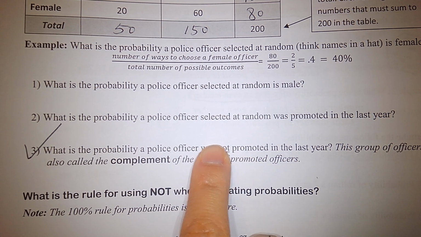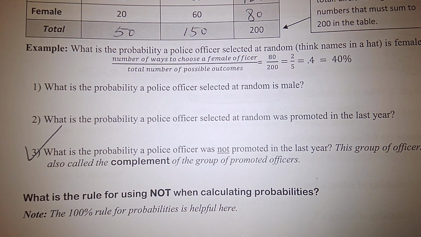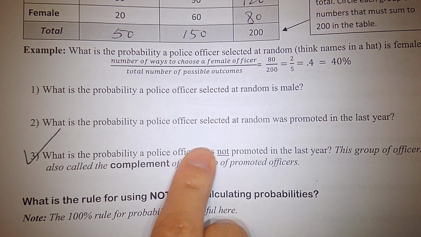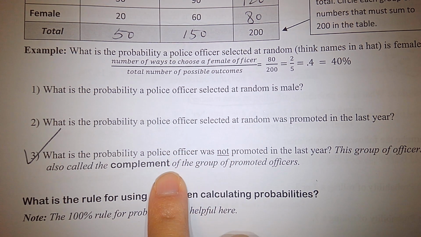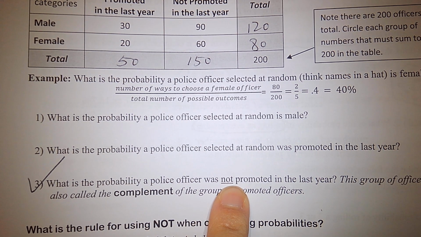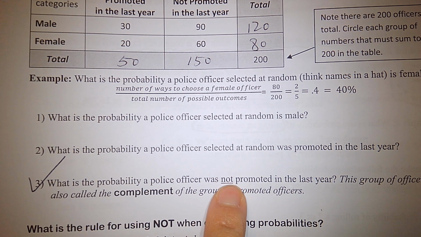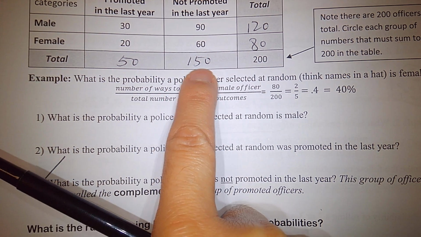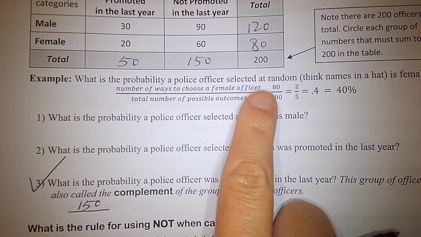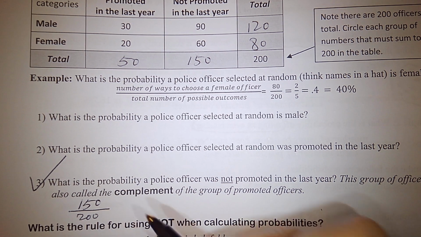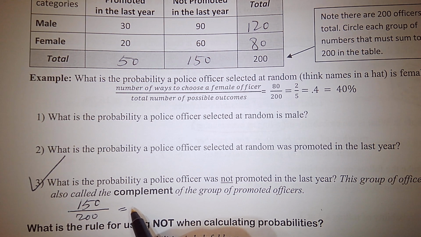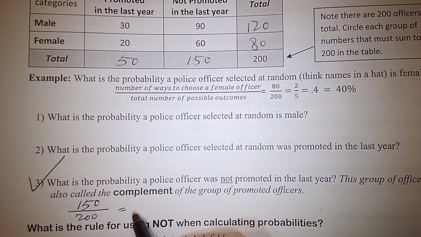Okay, so find the probability of a police officer was not promoted in the last year. So how to find the probability? Remember, the probability is always the number of the events divided by what? Total possible outcomes, right? So how many police officers were not promoted? 150. Out of, in total, how many police officers? 200. So equals what? 0.75, which is 75%, right? 75%.